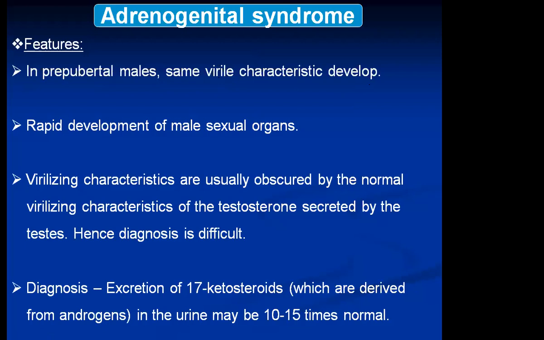Okay, so the diagnosis is mainly on the basis of clinical suspicion, and then to confirm the diagnosis, you have to measure excretion of 17-ketosteroids in the urine, which are derived from androgens, and the concentration in the urine may be 10 to 15 times the norm. So all of you must know these features about the adrenogenital syndrome.